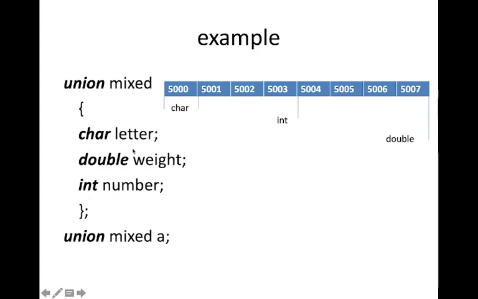The same address space, the same memory location, will be shared by all these elements. That is the difference between structure and union. When you go to an interview, they will ask what is the difference between structure and union. Structure is the same as union except for memory allocation.